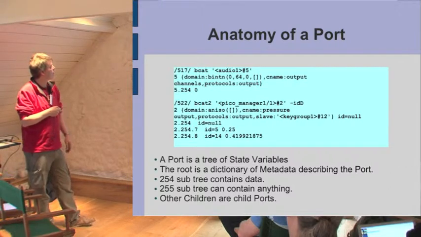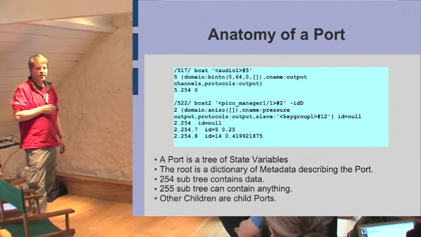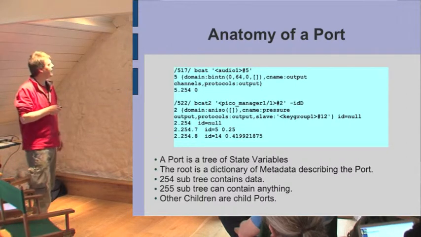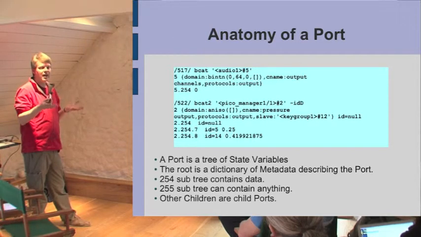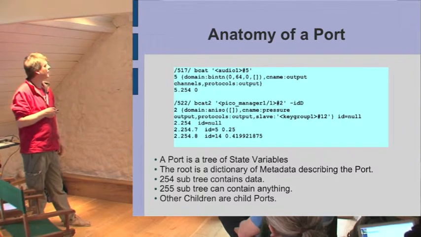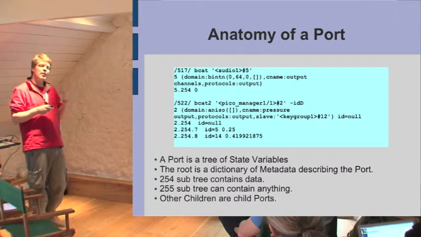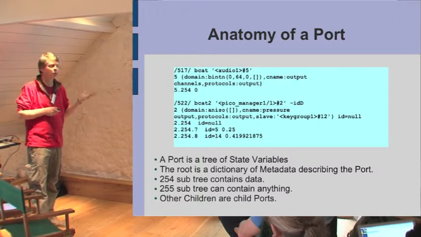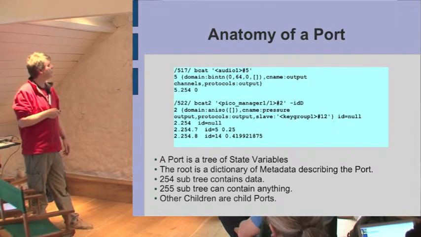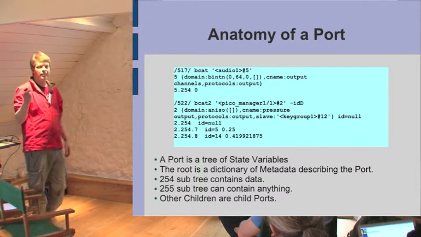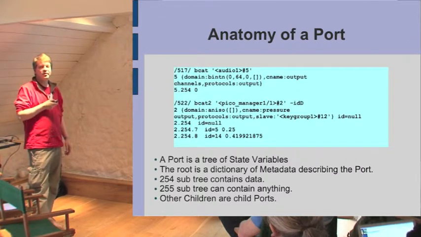The root state variable of a port is this dictionary we looked at before. It's the metadata. It describes the port, its name, its domain, which is basically the data type of its slow data here. We're looking at a bounded int between 0 and 64. This port is actually the audio agent's number of output channels supported, currently set to 0. We can see it's got a protocol output, which is a hint to the plumbers and things that it can be used as an output.